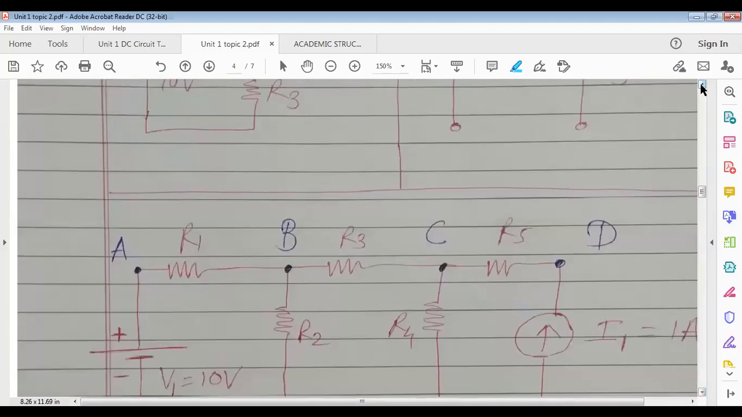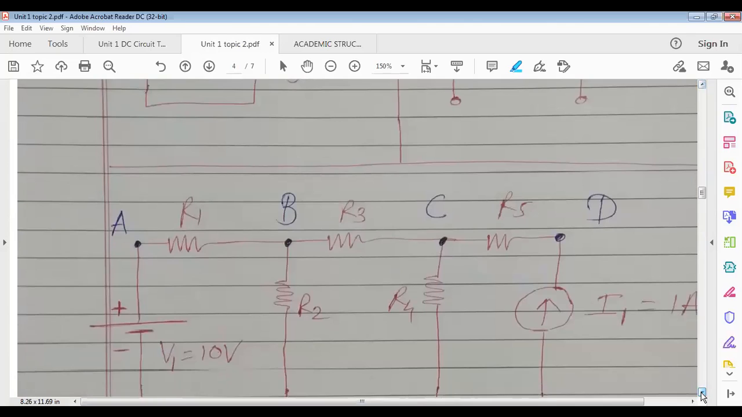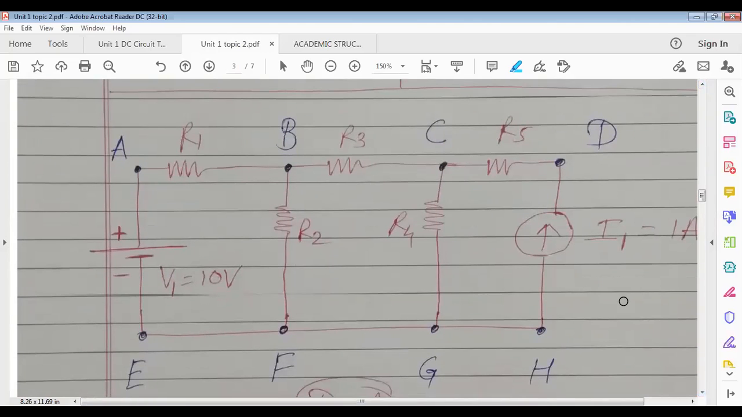So in this circuit, all resistances are called circuit parameters, and even inductor and capacitor are called circuit parameters, but they are not shown over here. Again, sources, voltage source and current source, are used. A, B, C, D, these are the nodes.